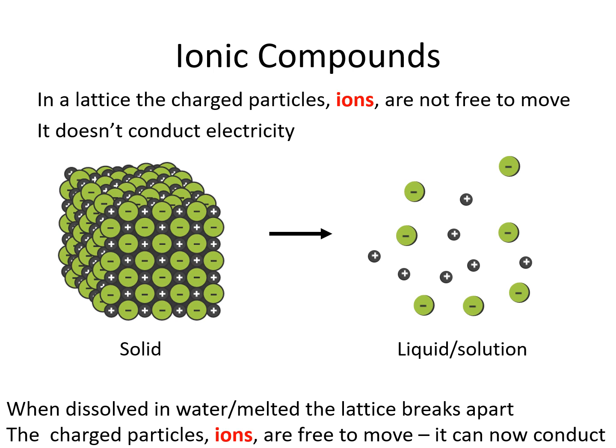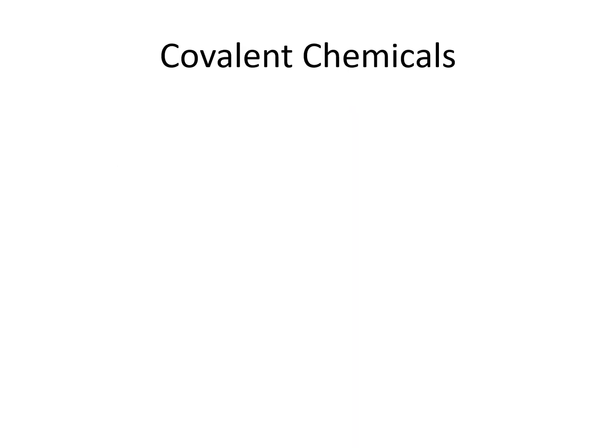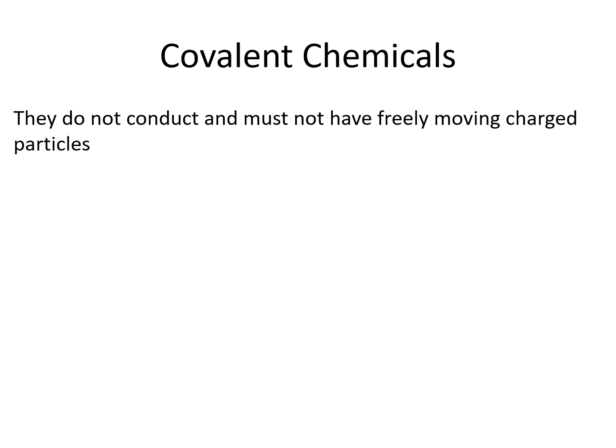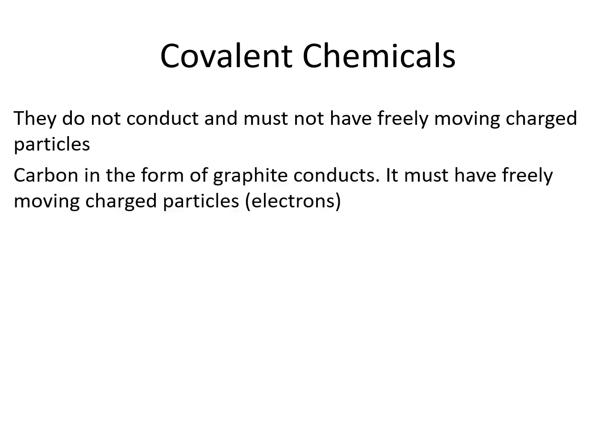And lastly, covalent chemicals. So the covalent chemicals we tested in the first experiment, none of them conducted, therefore none of them have freely moving charged particles. However, in the second video, the graphite did conduct. That leads us to conclude that it must have freely moving charged particles, and in this case the charged particles are electrons.